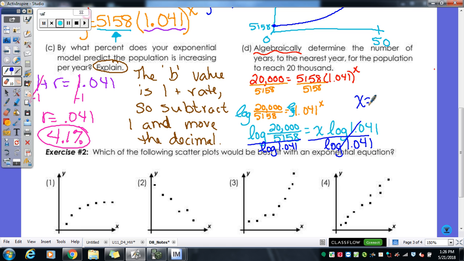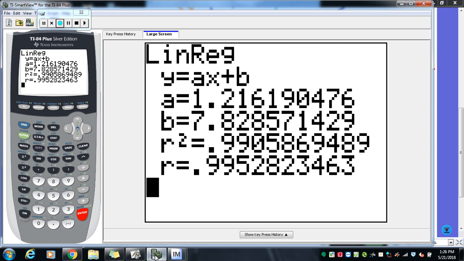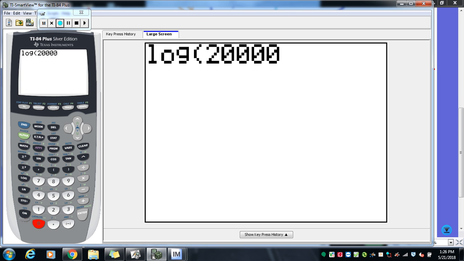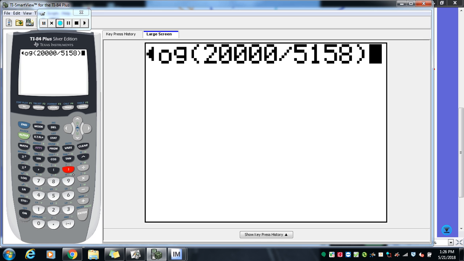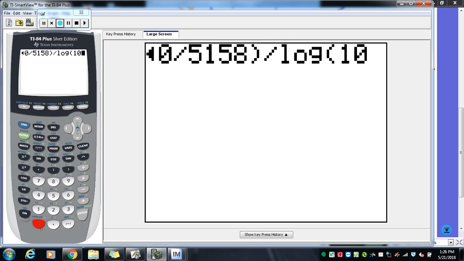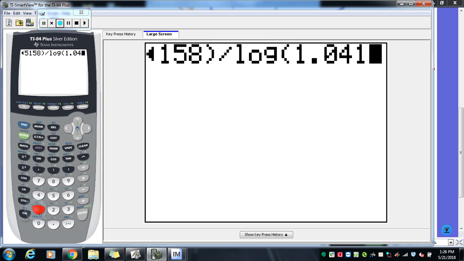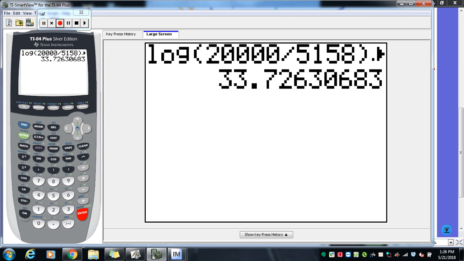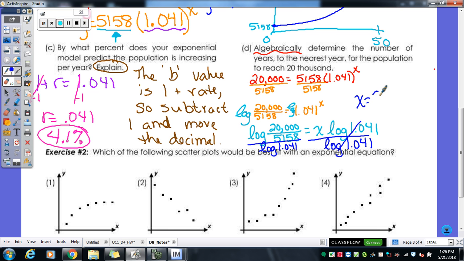Yes, we do type log in the calculator. The log button, remember, is over here on the left underneath x squared. So we would do the log of 20,000 divided by 5158 and close that parenthesis up. And then that's divided by the log of 1.041. Enter. So to the nearest year, 34 years.